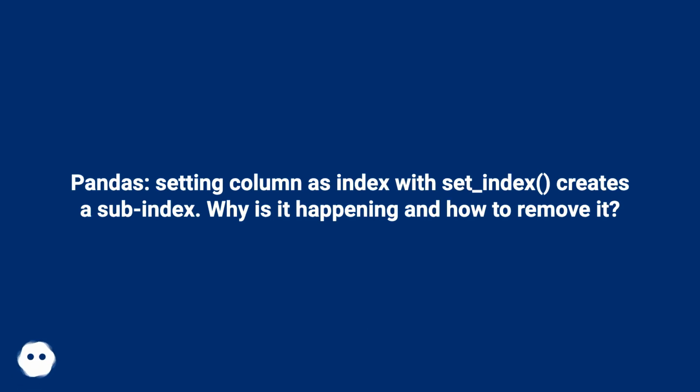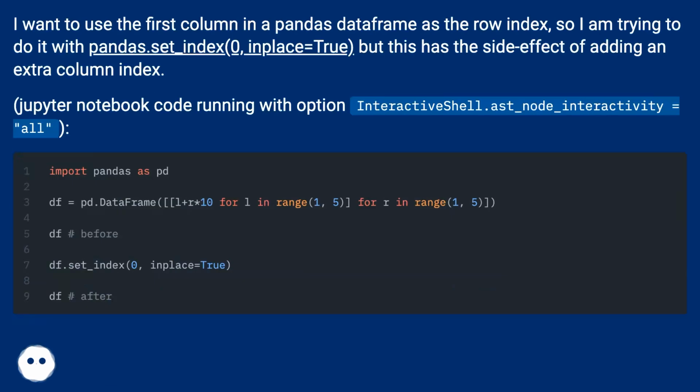Pandas, setting column as index with set_index, creates a subindex. Why is it happening and how to remove it? I want to use the first column in a pandas data frame as the row index, so I am trying to do it with pandas set_index, 0, inplace equals True, but this has the side effect of adding an extra column index.